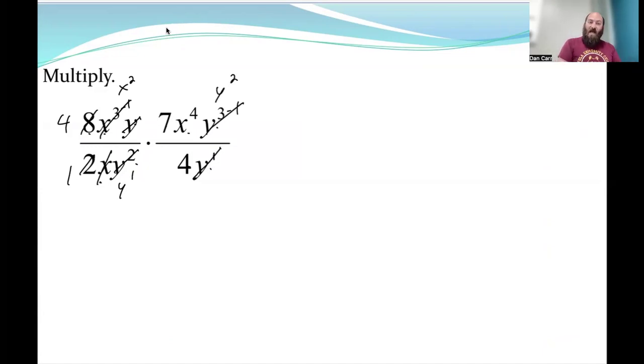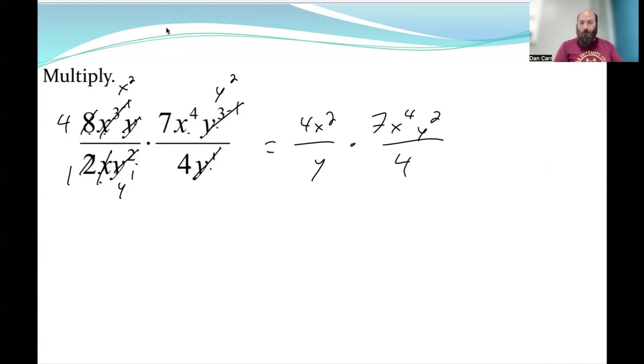I can also start looking diagonally. Well, you know what? Let me rewrite this for now. So what I have is 4x squared over y multiplied by 7x to the fourth y squared over 4. So from here, let me look diagonally. I've got 4 and 4. If I divide that out, I get 1 and 1. I also have y and y squared. So if I divide that out, I get 2 minus 1 here. It gives me y to the first.